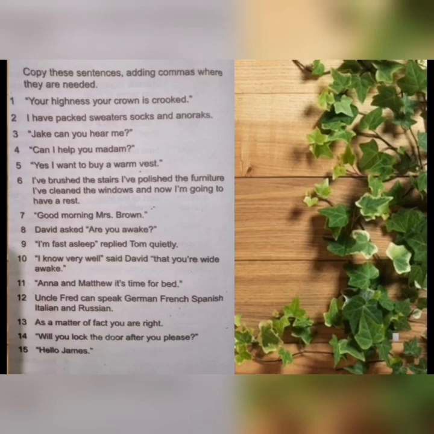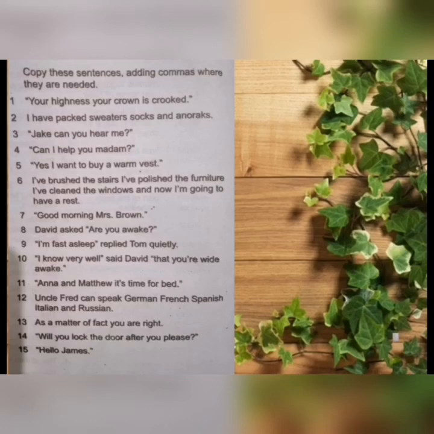Now boys, we need some practice. So for practice, you will open your page 62 and see that there is only one exercise given and there are 15 sentences, right? I will help you with the first 5 and you will do the remaining ones. The question is, copy these sentences adding commas where they are needed. So number 1, Your Highness, your crown is crooked. Now Your Highness, you are talking to a person, Your Highness. So we will add a comma after Your Highness.